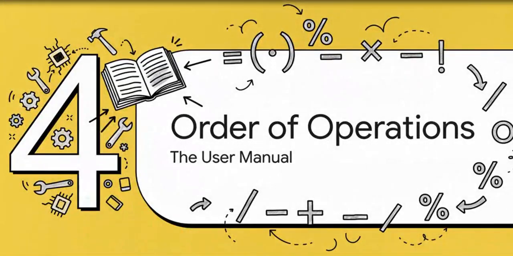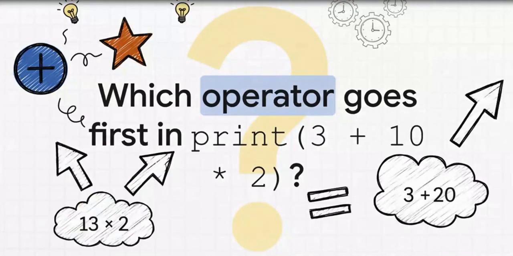So having all these awesome tools is great, but what happens when you try to use more than one at a time on the same line? This is where we need to pull out the user manual. We need to know the rules, the order of operations. So take a look at this. We've got addition and multiplication here. So what's a computer to do?